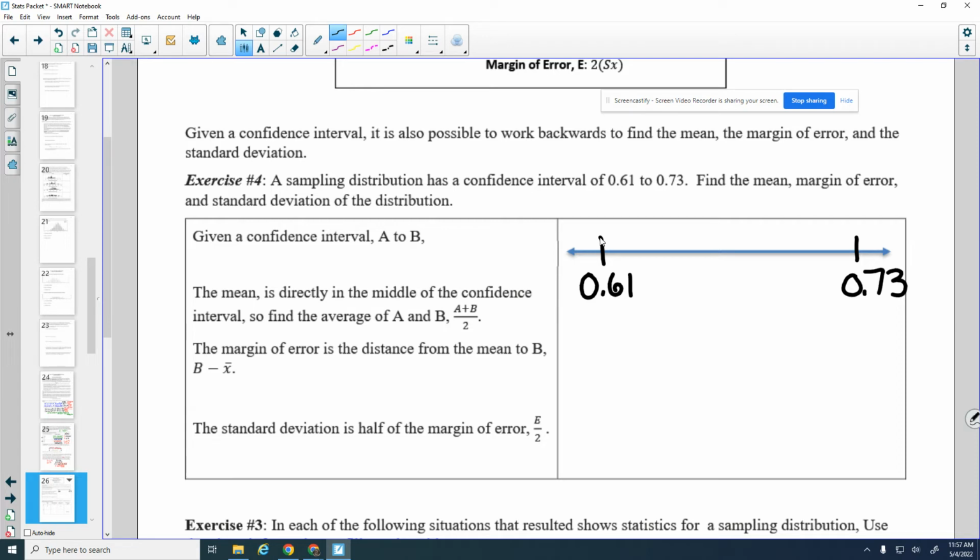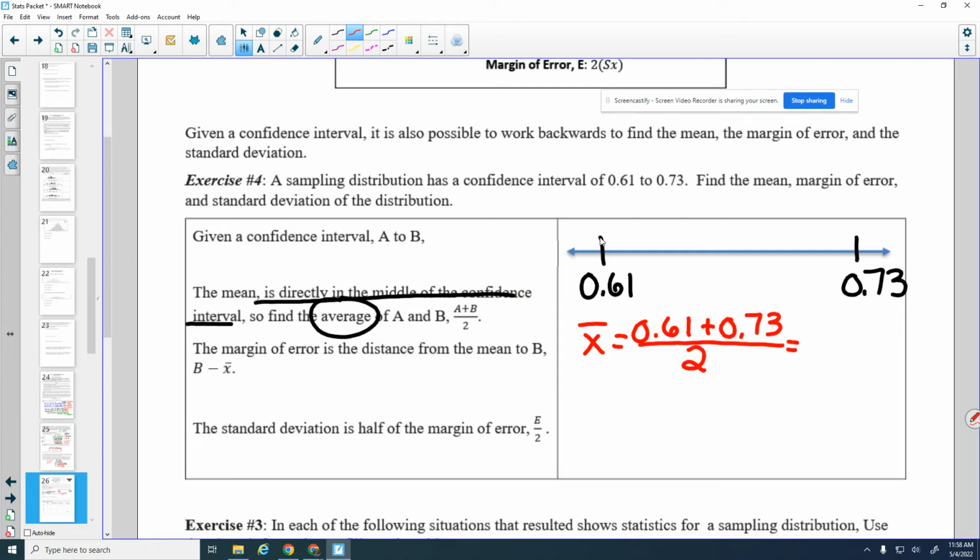So first off, it should kind of make sense. The mean has to be in the middle. So to find the mean, it's directly in the middle of the confidence interval. So we're going to find the average. I'm just going to add the two values in the confidence interval together and divide by 2. If I take that in my calculator, that gives me 0.67. So my mean is right here, 0.67. I'm going to label it up here. That's my mean. Not perfectly placed, but I'm a little short on time, so I'm not going to move it over.